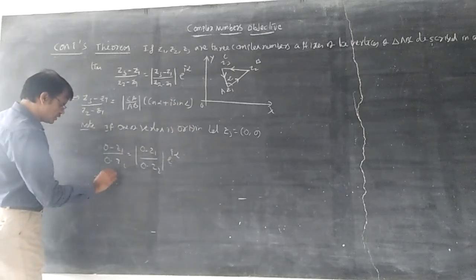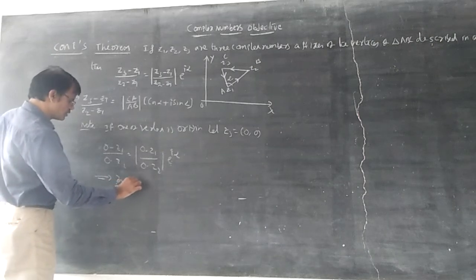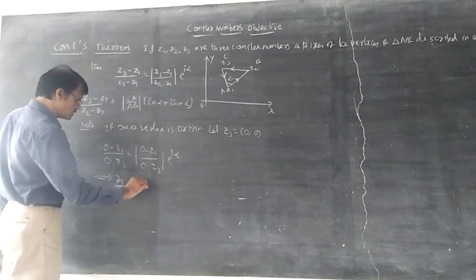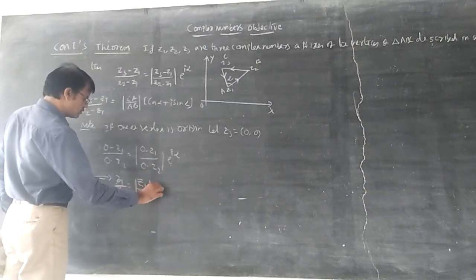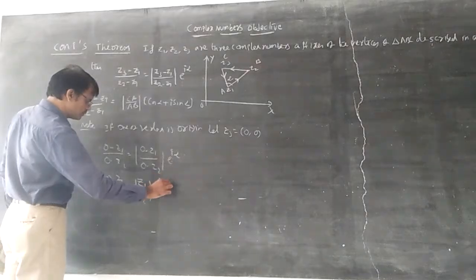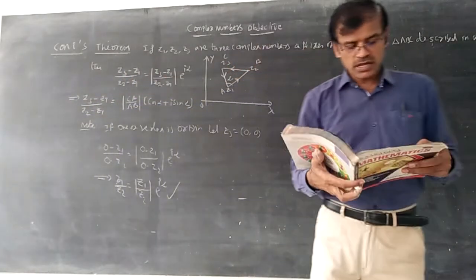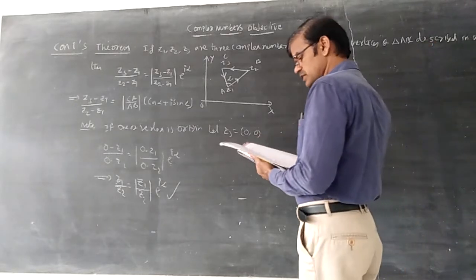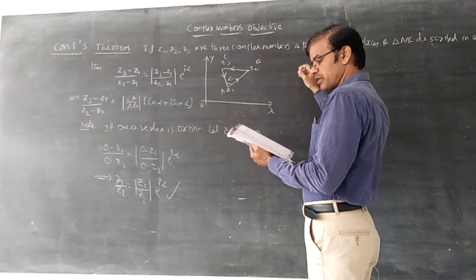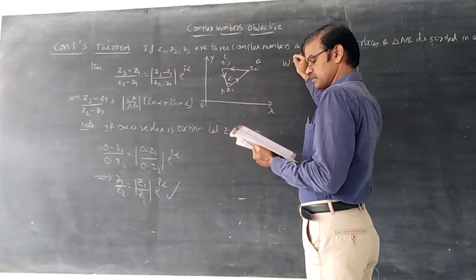That implies Coni's theorem, in general, Z1 by Z2 is equal to the modulus of Z1 by Z2 into e power I alpha. E power I alpha means cos alpha plus I sin alpha. Let us now discuss worked examples 25 and 26. Worked example 25.